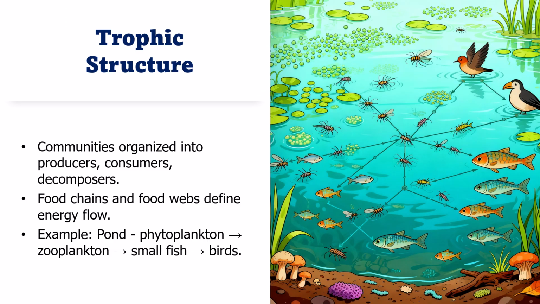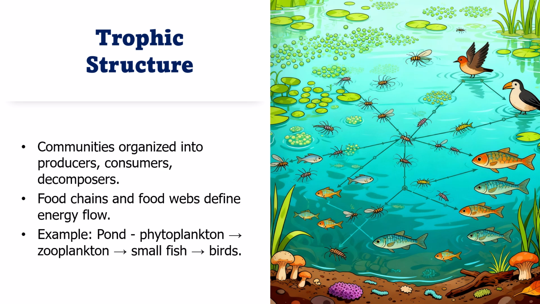Every community has a trophic structure which organizes species into producers, consumers, and decomposers. Producers like plants and algae capture solar energy through photosynthesis. Herbivores form the primary consumers, feeding on plants, while carnivores and omnivores make up higher trophic levels. Decomposers like fungi and bacteria recycle nutrients back into the environment.